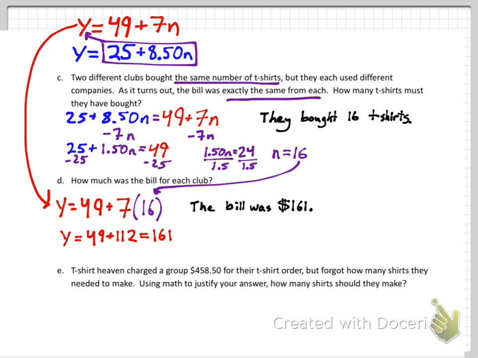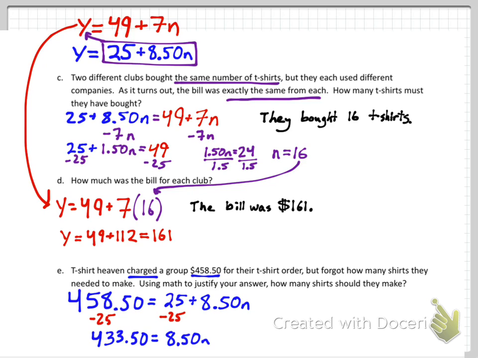T-Shirt Heaven charged a group $458.50 for their t-shirt order, but they forgot how many shirts they needed to make. Using math to justify your answer, how many shirts should they make? Well, remember that the $458.50, that is y. That's our y value because cost is y. So let's just plug that in for y and figure out what is n.